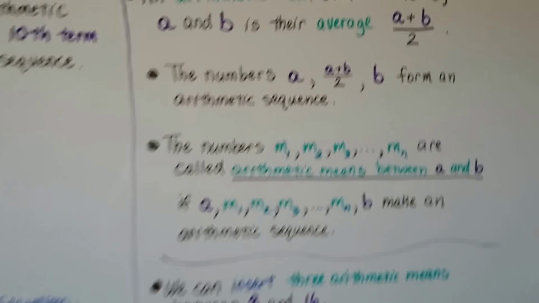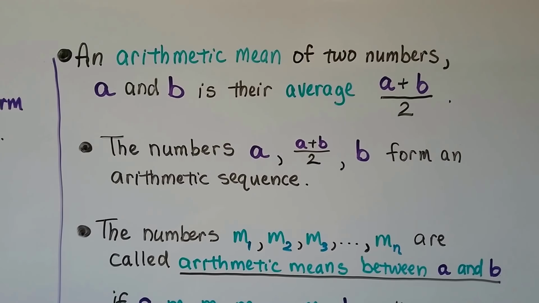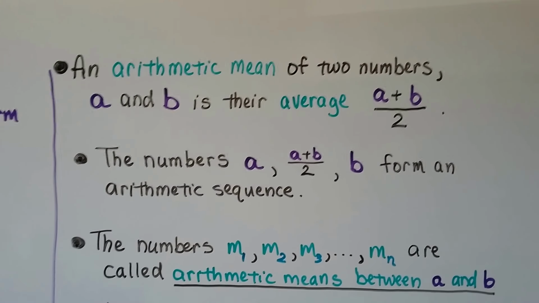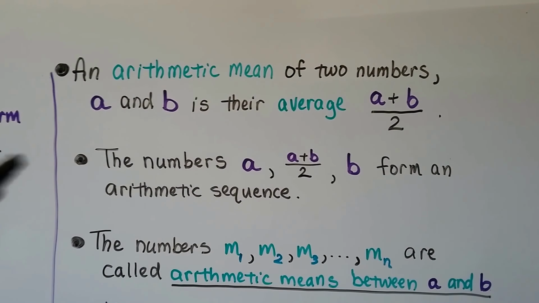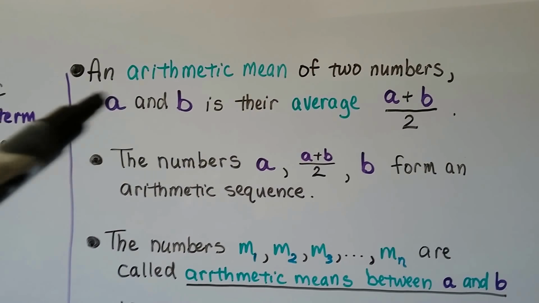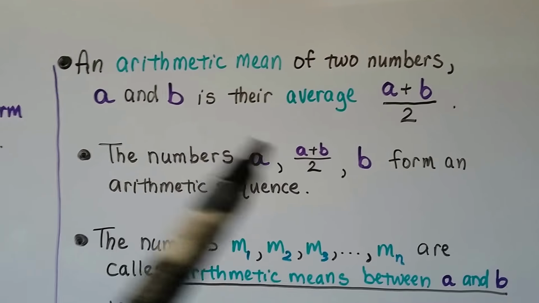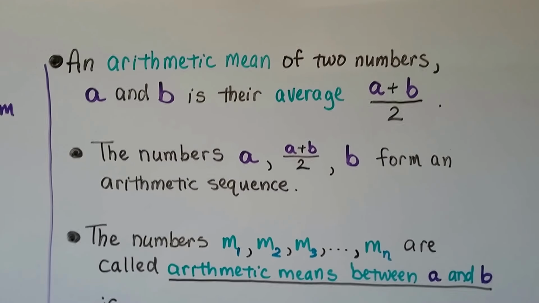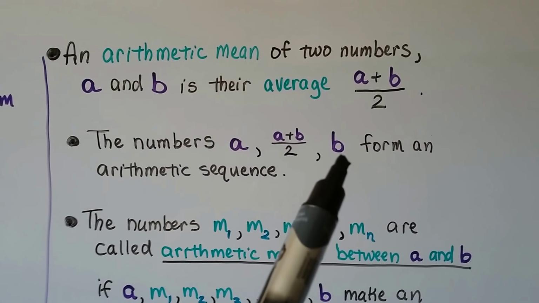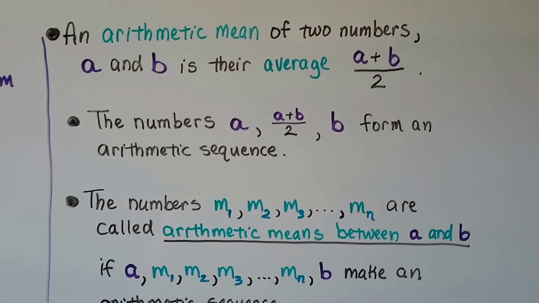Now, an arithmetic mean of two numbers, a and b, is their average. It's a plus b divided by 2. You remember how to find an average. You just add them up, and however many add-ins you use, that's what you divide it by. So we have 2, so we're dividing it by 2. And the numbers a, then a plus b divided by 2, then b, form an arithmetic sequence.